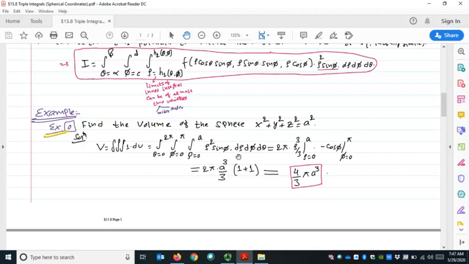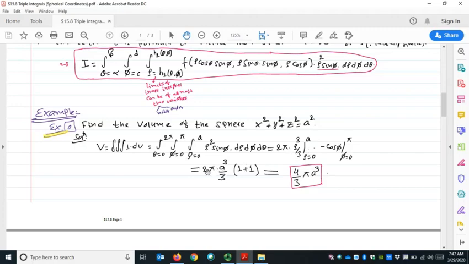Then we can integrate separately here. So the theta integral gives us 2 pi, and from the rho integral, rho square becomes rho cubed over 3, and put the rho limits rho equals 0 to a. And from the phi integral, the integration of sine phi is negative cosine phi, and phi goes from 0 to pi. Next, let's plug in the values.